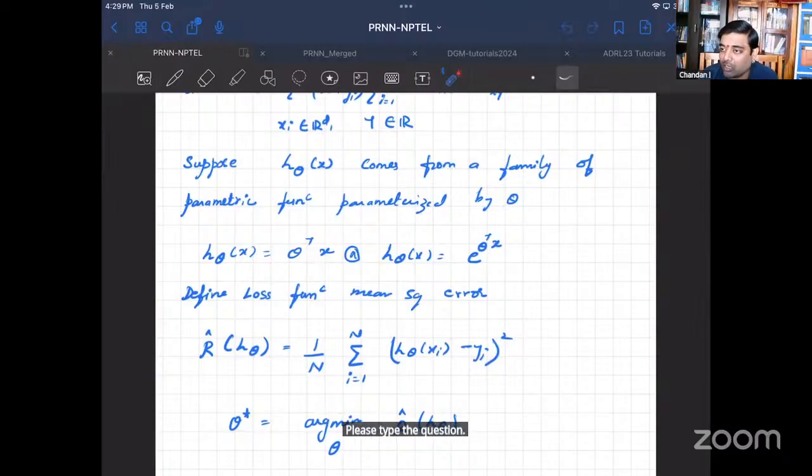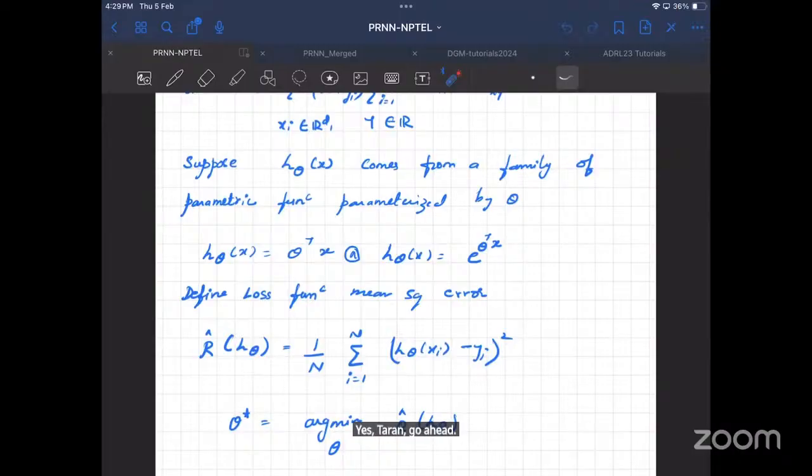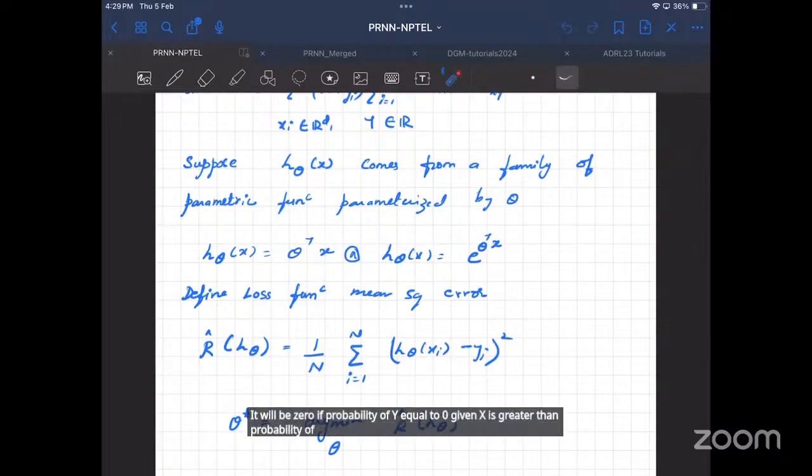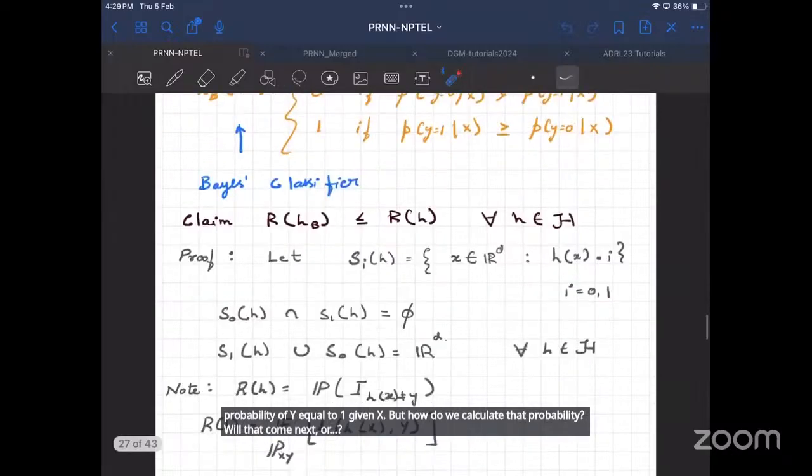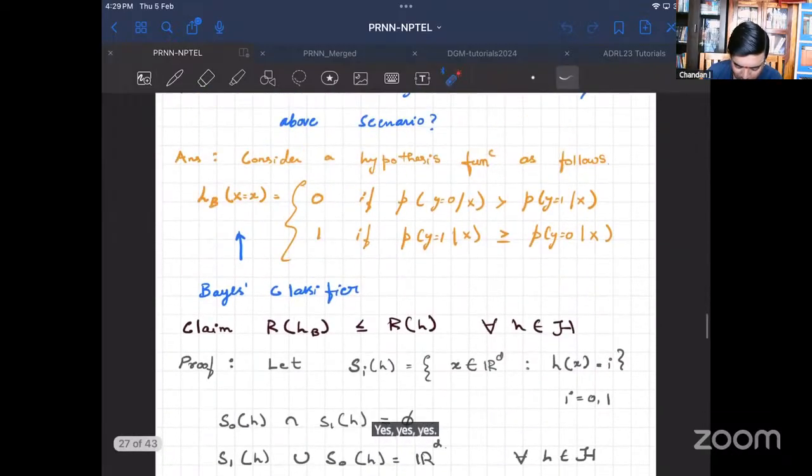Yes, Taran, go ahead. Sir, in the Bayes classifier, it says that our function that we are going to choose will be 0 if probability of y equal to 0 given x is greater than probability of y equal to 1 given x. But how do we calculate that probability? Will that come next? That will come next. So finally, how do you calculate this?